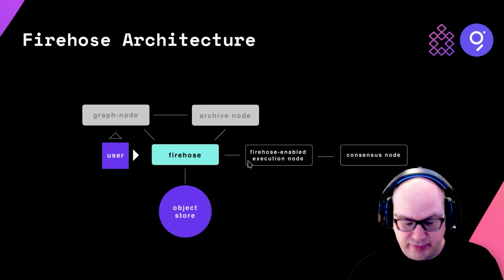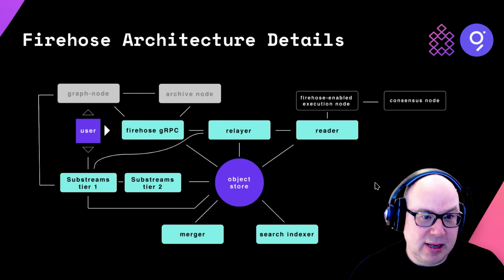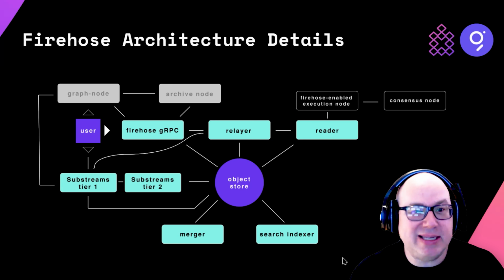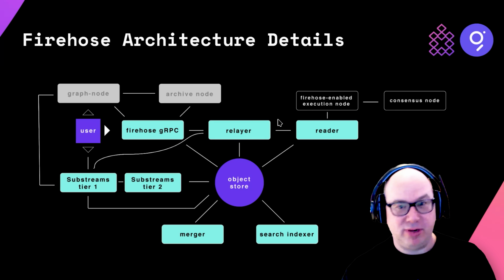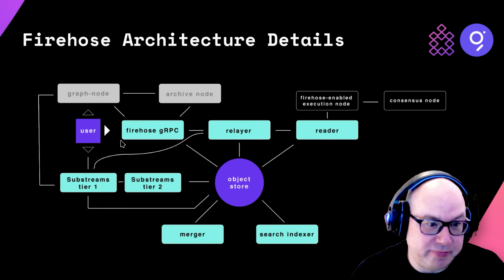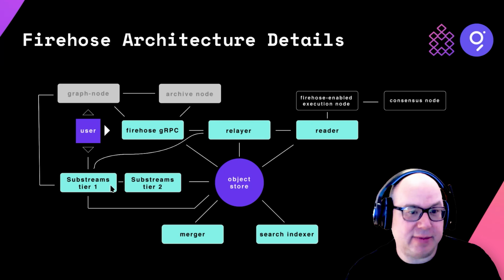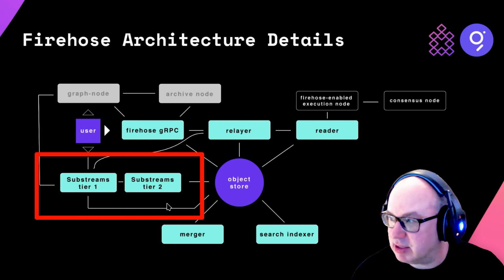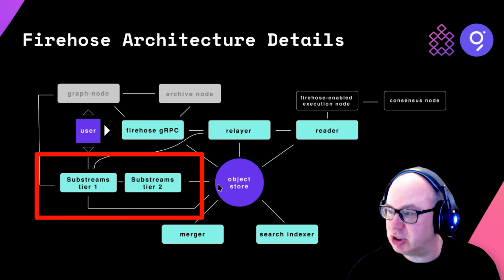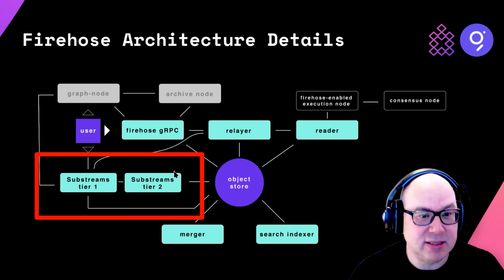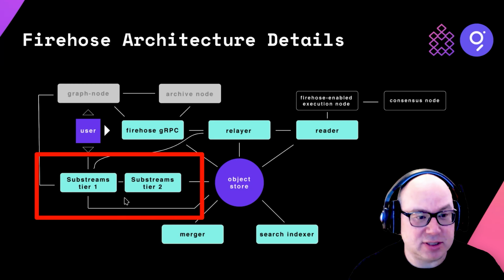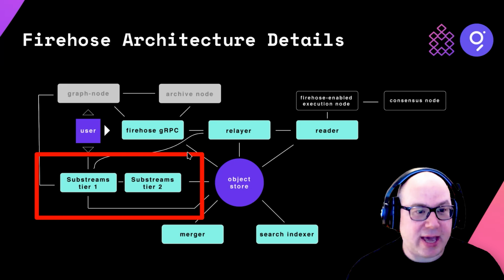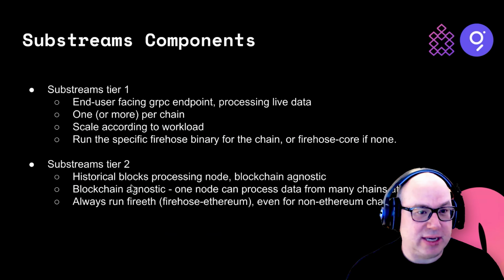But anyway, let's just zoom in. And now we've got the details about all the Firehose components exploded out in the diagram. And for today, I'm not going to really focus on most of the components. I just want to focus on the substreams parts. So if you have questions on the other parts, feel free to ask. But we're going to spend most of the time here on substreams tier 1 and substreams tier 2. Okay, so what are these two things?